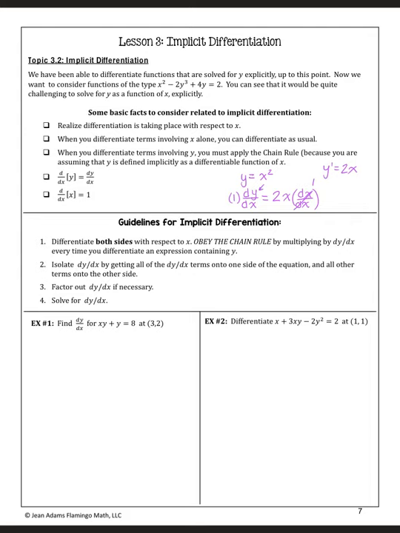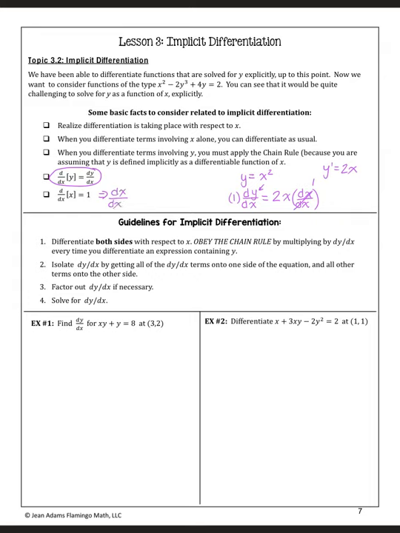Some basic facts to consider whenever we're doing implicit differentiation. Realize differentiation is taking place with respect to x, so we are using x as our variable. If you look at this third point here, if you take the derivative of y with respect to x, you get dy dx. If you take the derivative of x with respect to x, you get 1. This is the dx dx.